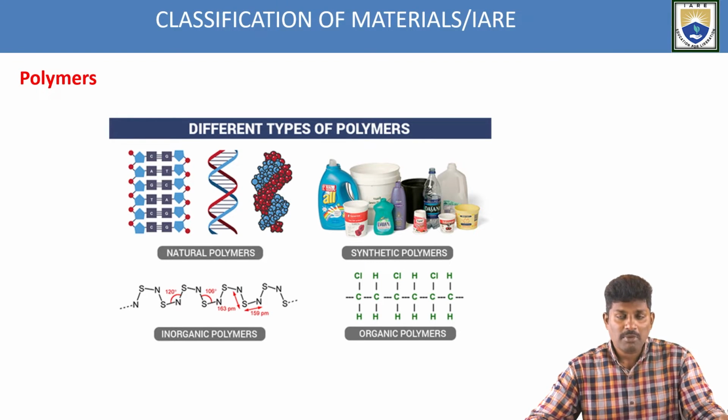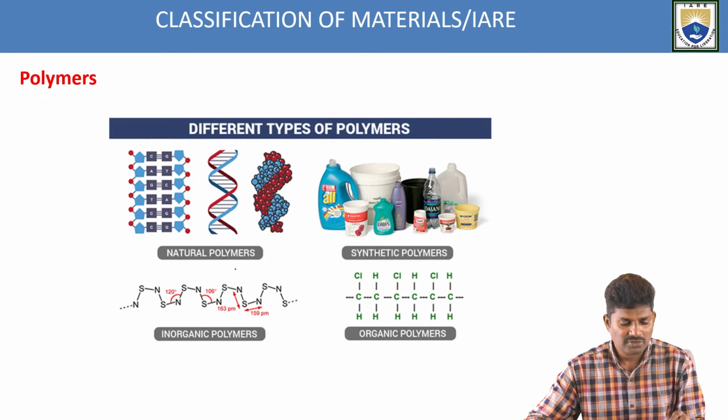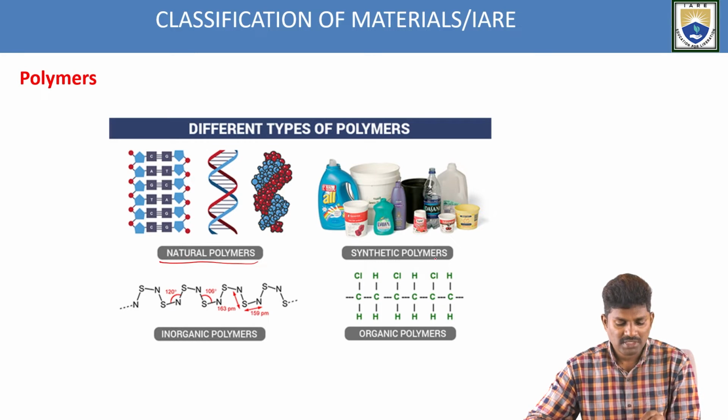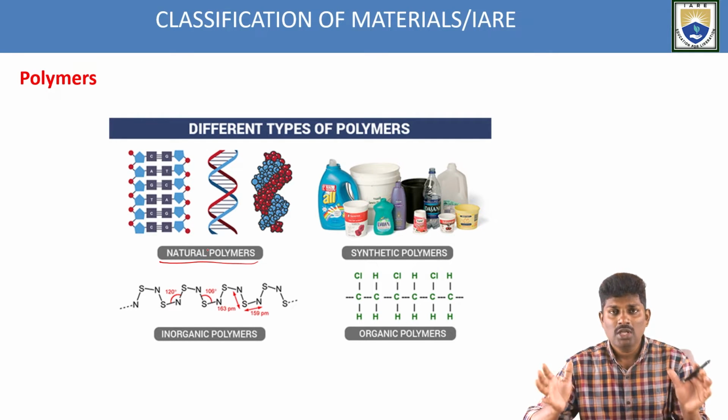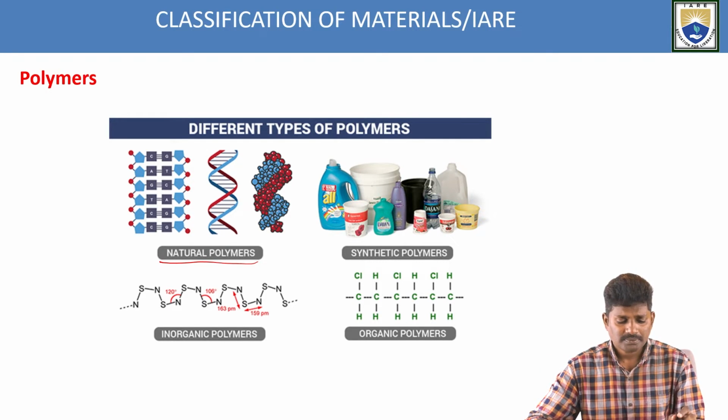And these are the different polymers. You see here, natural polymers and synthetic polymers. With the help of synthetic polymers, we can make all these plastic bottles. Then inorganic polymers and organic polymers. As we said, it looks like a backbone or chain type of structure, having a large molecular size. So these are some examples of different polymers.